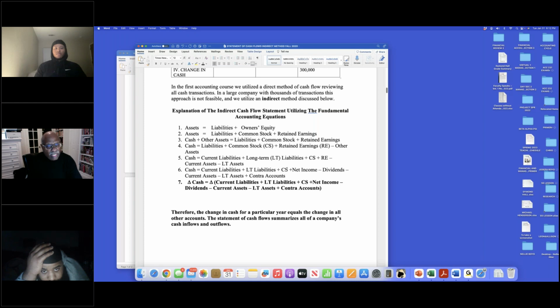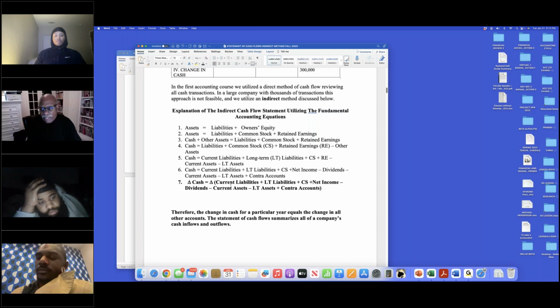And finally, for the statement of cash flow, this last line, delta, the change in cash, equals the change in all of these other assets. So we're going to use this equation, and if we use this equation and look at the change in everything, we can do a statement of cash flow and not look at 10,000 cash transactions. Got it? So that's how we prepare this statement of cash flow.